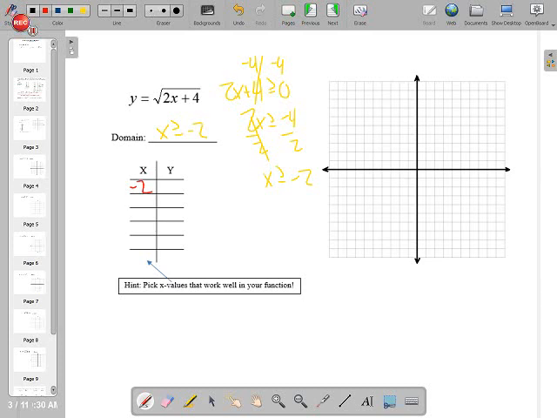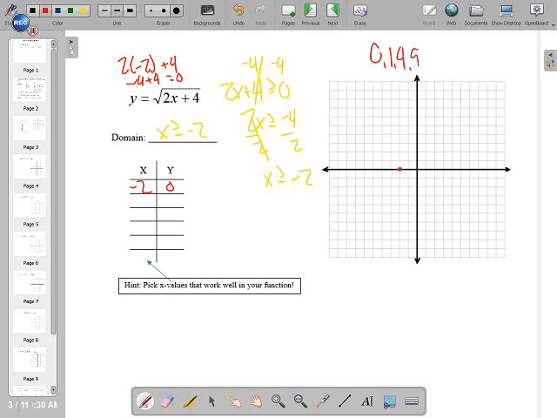Now we're trying to do this without a calculator, so if I do 2 times -2 plus 4, I get -4 plus 4, which is 0, and the square root of 0 is 0. So my first point is right there at -2, 0. What's tricky about square roots is that you don't want to take the square root of really gross numbers. You only want to take the square root of, again, 0, 1, 4, and 9.